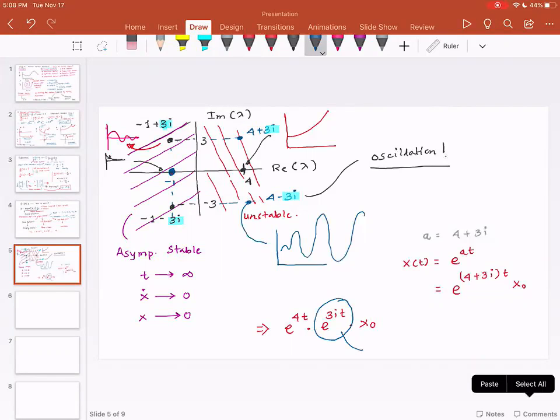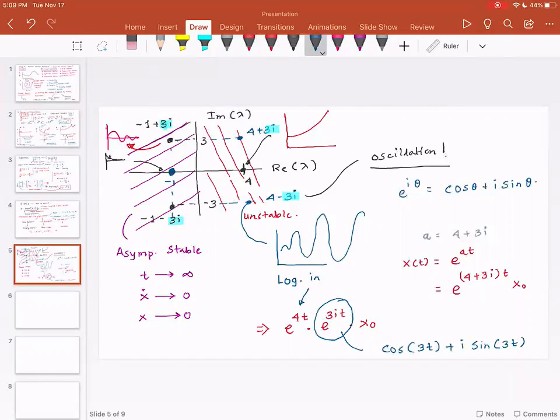If you consider e to the i theta is equal to cosine theta plus i sine theta, this becomes cosine of 3t plus i sine of 3t, which means you have an exponential increase because of the first term, and you get sinusoidal behavior or harmonic behavior, or oscillations, due to the second term.